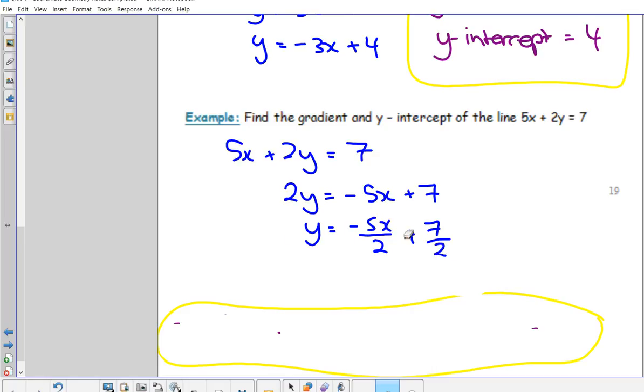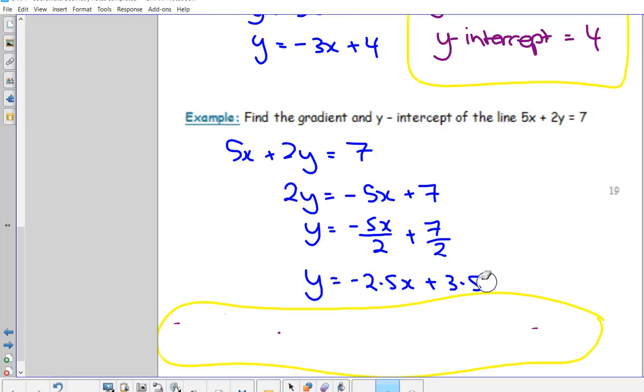And then you could potentially work it out as a simplified fraction or a decimal. These are simplified fractions already, so this version is completely fine. You could, in which case the gradient is negative 5 over 2, and the y-intercept is 7 over 2. You could, if you wanted to, also turn them into decimals and have that form as well.